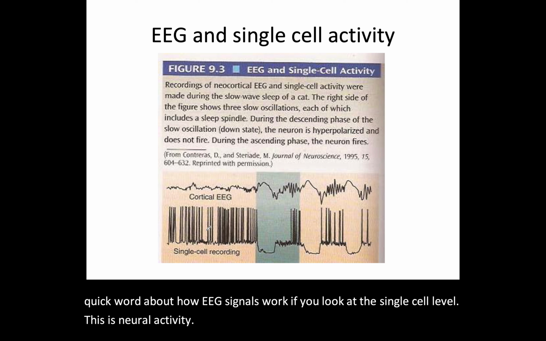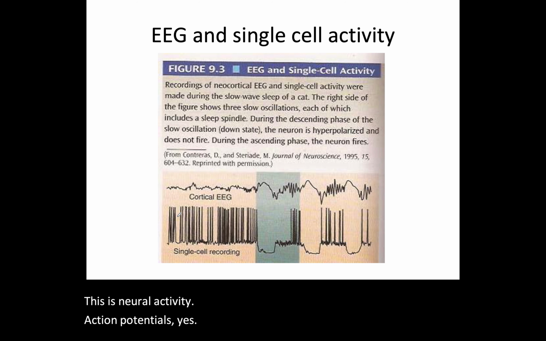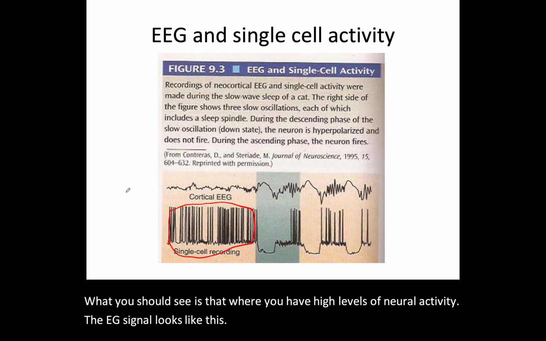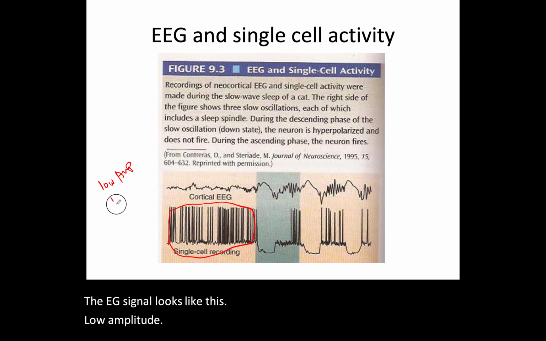action potentials, yes? What you should see is that where you have high levels of neural activity, the EEG signal looks like this: low amplitude, high frequency.